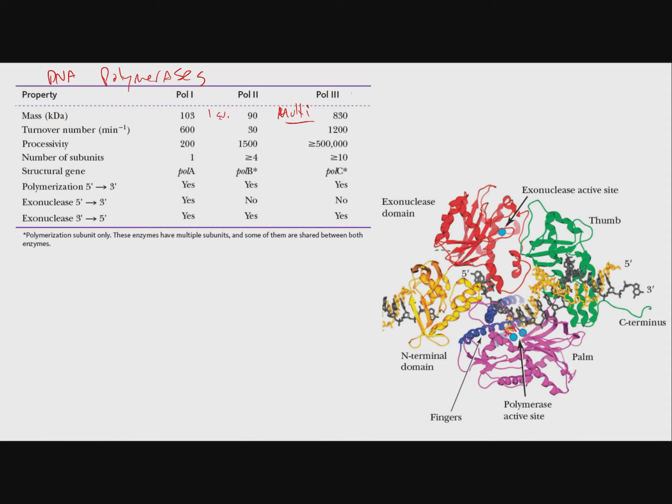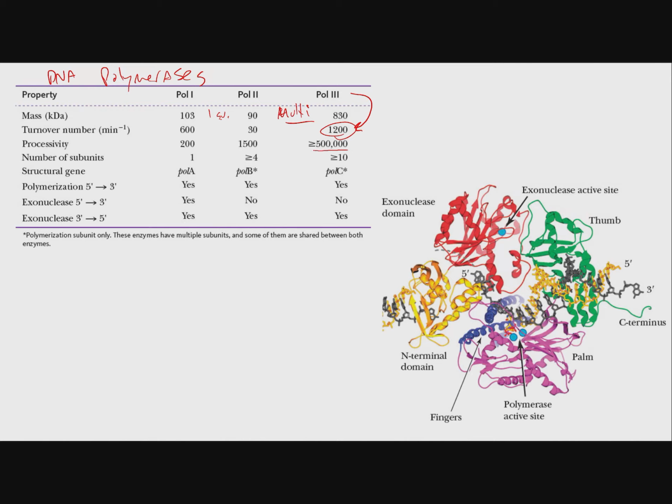Now, the things that are important as far as comparing between these are the speed of the synthetic reaction, or the turnover number. We talked a little bit about that earlier in a different lecture, turnover number, enzyme kinetics. You can see here that pol 3 has a much higher turnover number than the other 2. It can incorporate about 500,000 base pairs per minute.